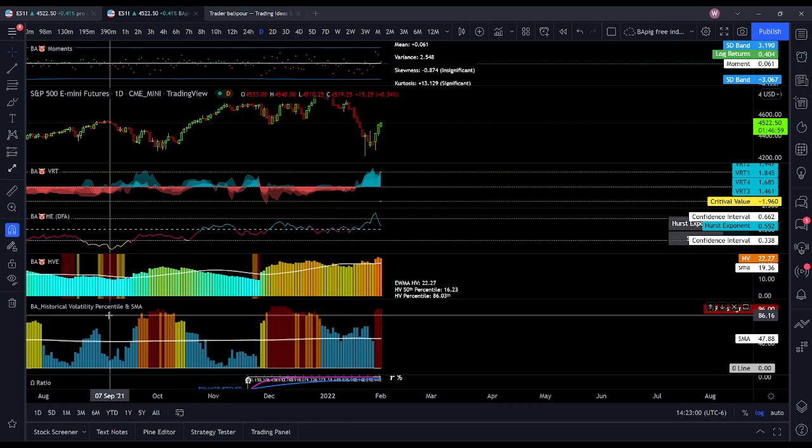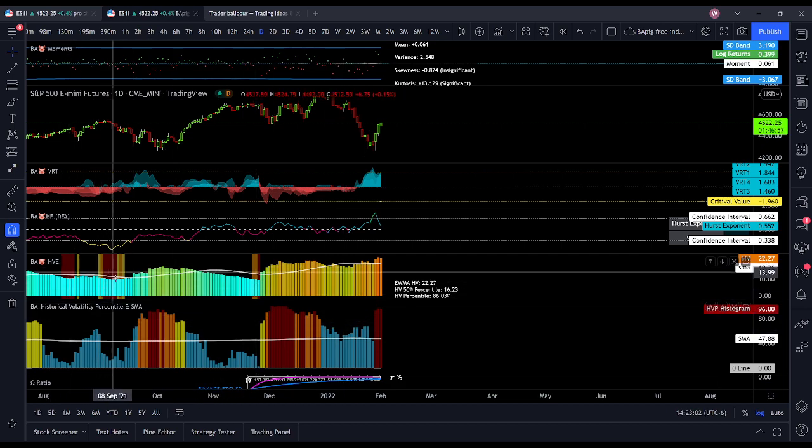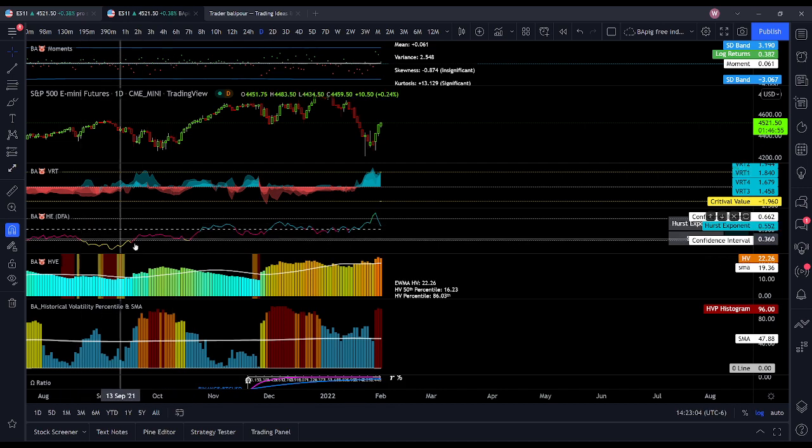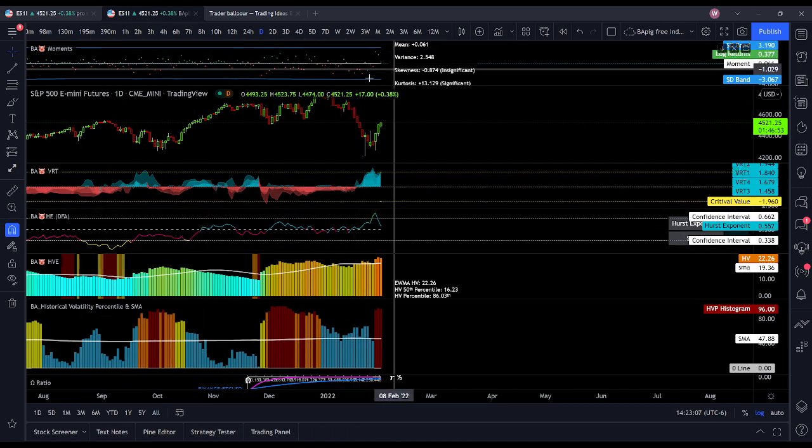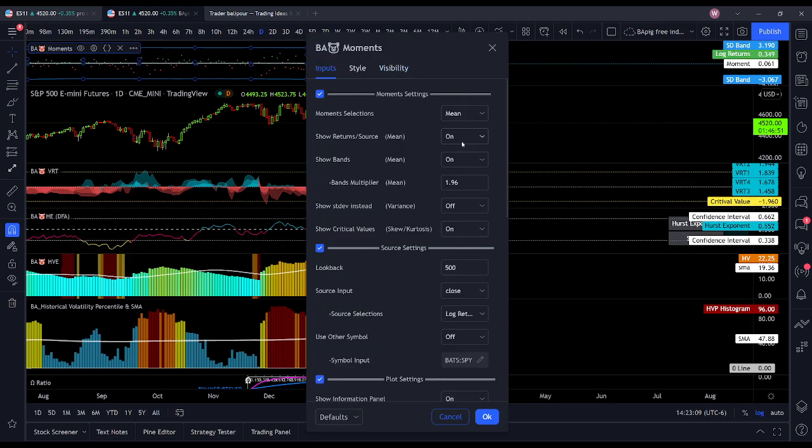But the big ones are historical volatility percentile, historical volatility estimator, Hurst exponent, VRT, moments, and just by putting the moments, showing the returns, that's big, and showing the bands as well. That's good for finding statistical extremes.